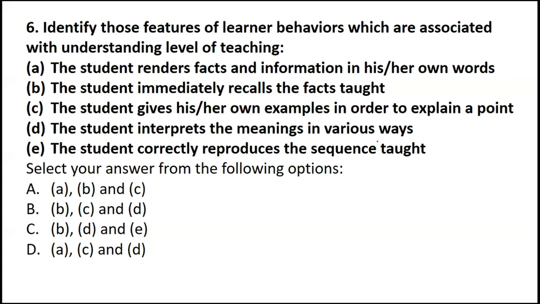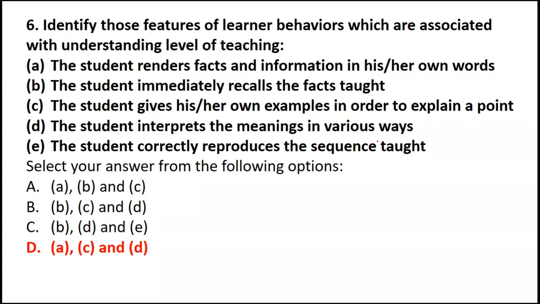Yes, here again you can go with the elimination round. You can keep your concentration on that and see what exactly it is about. Yes, so the right answer is here. The student renders the facts, no doubt; the student immediately recalls the facts, this is memory level, so this is the odd one out and is crossed out. The student gives explanation in his own words, yes, understanding level. The student interprets the meaning in various ways, yes. The student correctly reproduces, that is again memory level. So B and E are eliminated, and hence the right answer is option D.